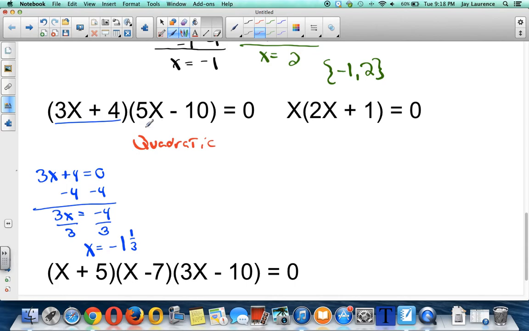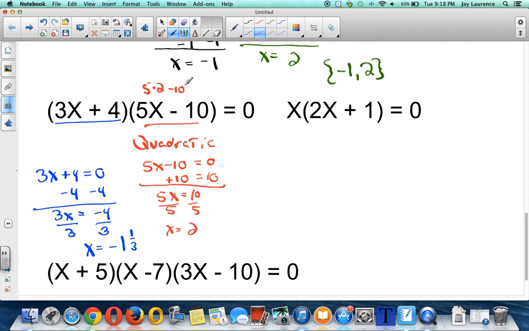Now, I'm going to take the second quantity, the 5x minus 10, set it equal to 0, and I'm going to solve for x. So I'm going to get 5x equals 10, divide by 5, divide by 5, and x is going to equal 2. Hey, look at this. I found my 2 solutions. If I put 2 in here, I get 5 times 2 minus 10. Well, 5 times 2 is 10, minus 10 is 0. This will turn to 0. My solutions are negative 1 1/3, excuse me, sorry about that. Okay, negative 1 1/3 and 2. There are my 2 solutions right there.